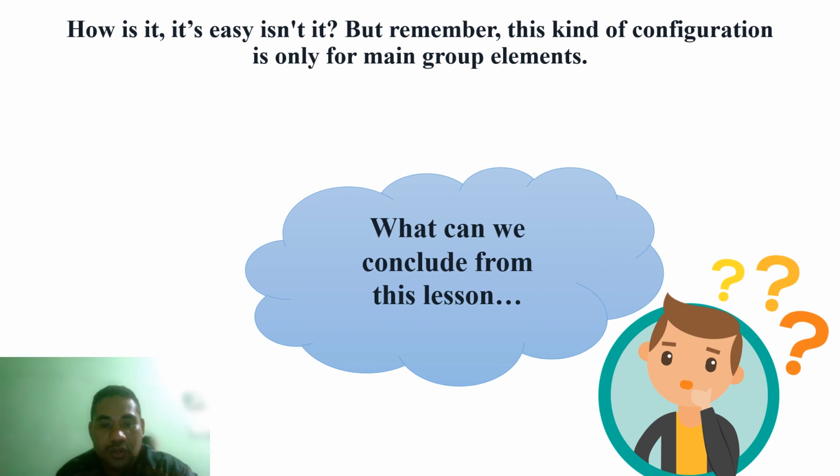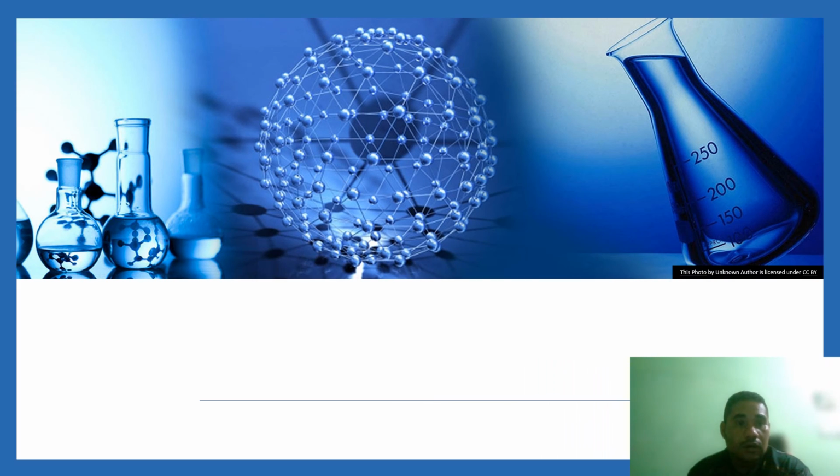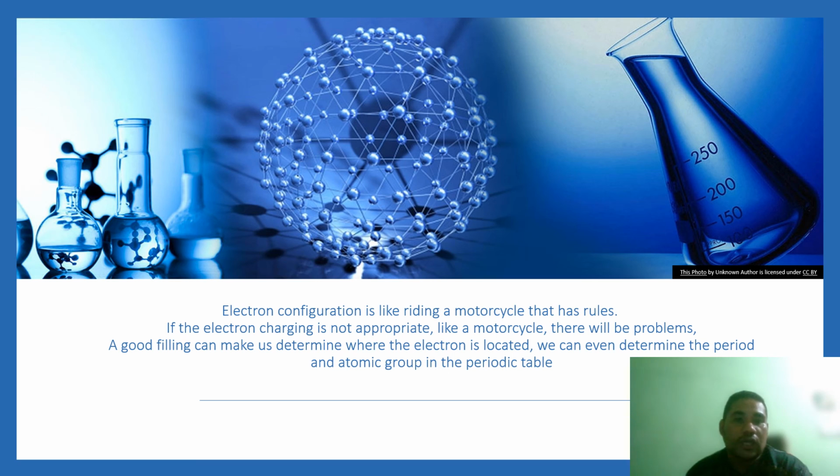What can we conclude from this lesson? Electron configuration is like riding a motorcycle that has rules. If the electron filling is not appropriate, like a motorcycle, there will be problems. A good configuration can help us determine where the electrons are located. We can even determine the period and group of the atom in the periodic table.